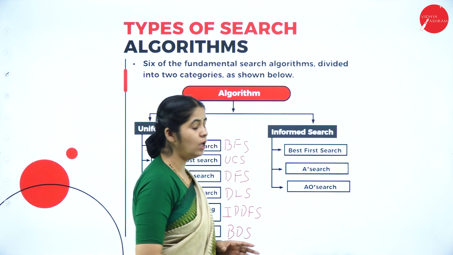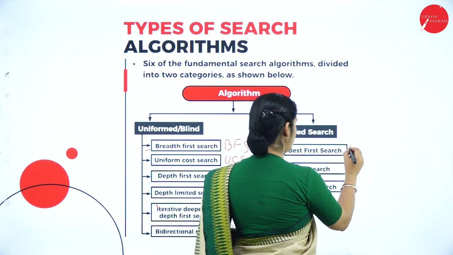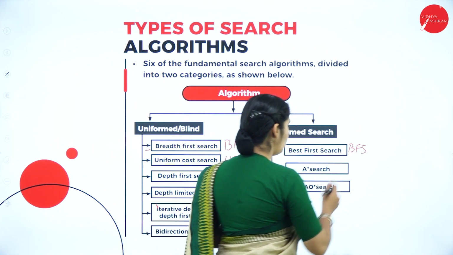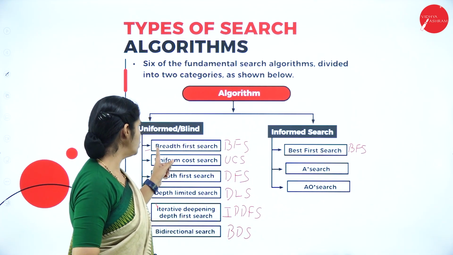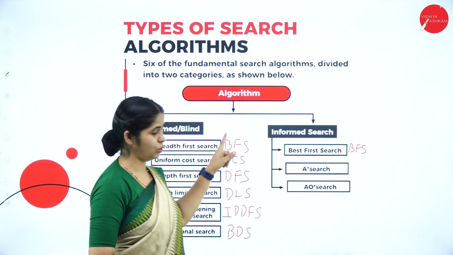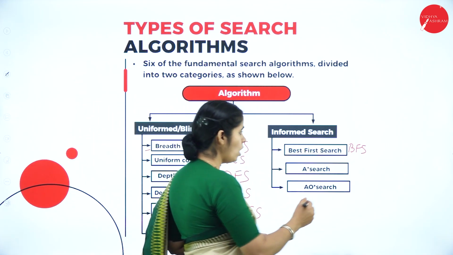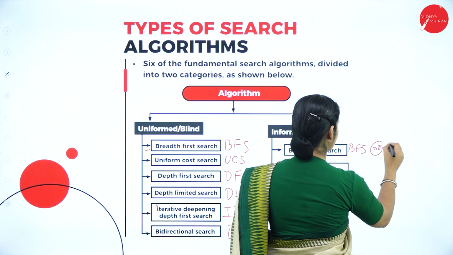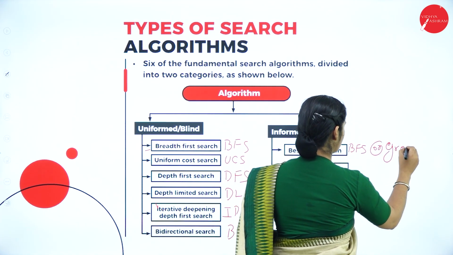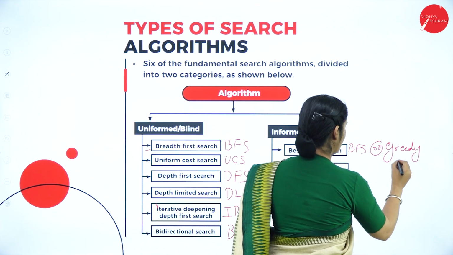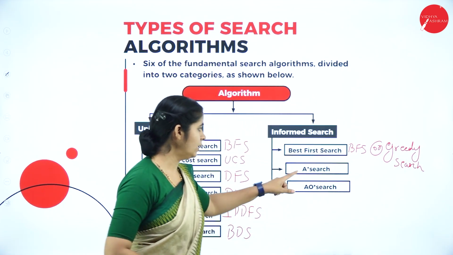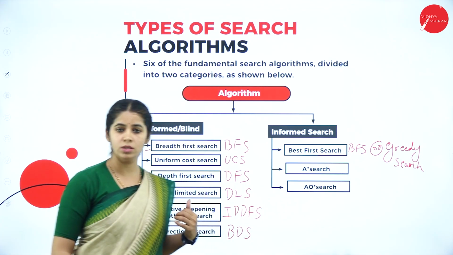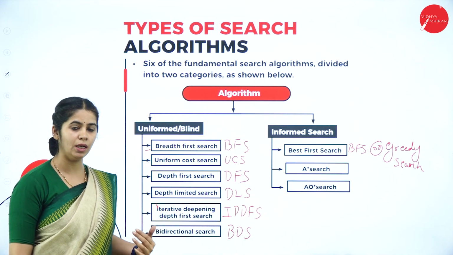And when it comes to the informed searching techniques, we have a BFS here also. What is BFS? It is best first search. Don't get confused with breadth first search. It is best first search, or we call it greedy search. Then A star search and AO star search. We'll discuss each one of them in detail.